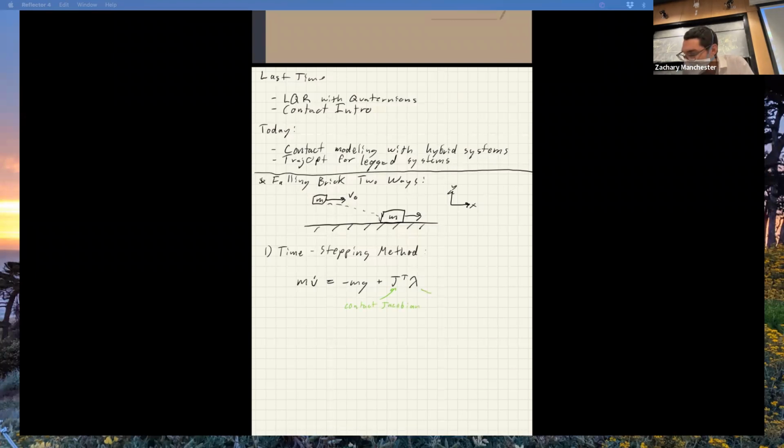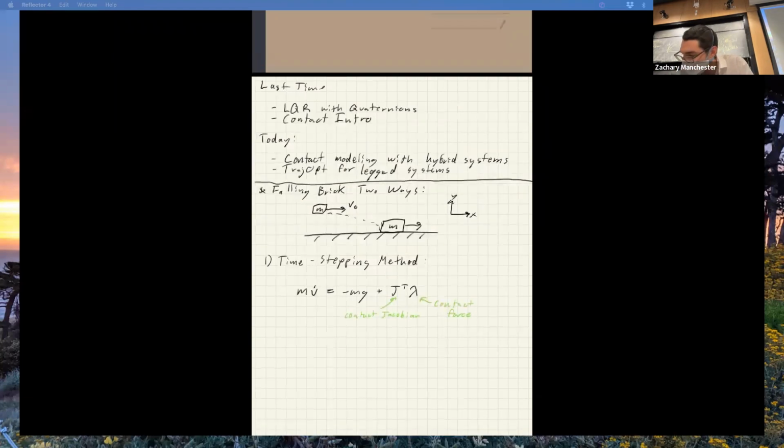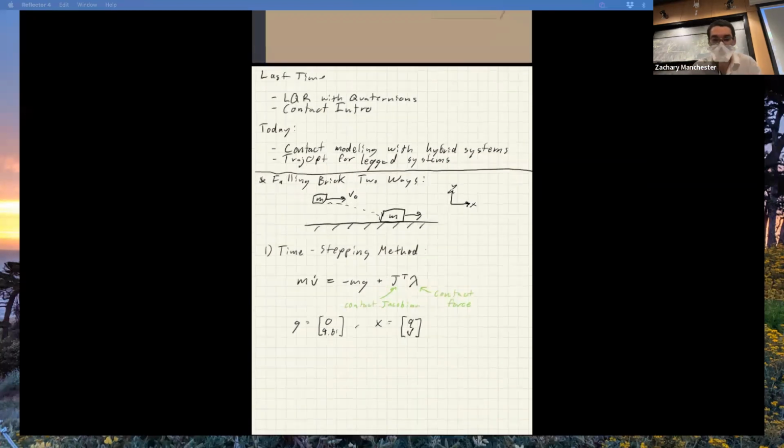And this is going to be the contact force. And then I guess I should write these other guys down. So we've got g, which is going to be kind of the thing you would expect, 9.8, whatever, down here if we're doing MKS units. And then the state is going to be q and v here, the position and velocity. So q is 2D, v is 2D, right? The whole state is 4D.